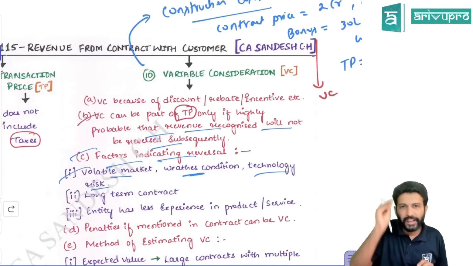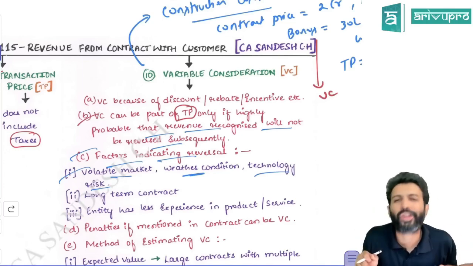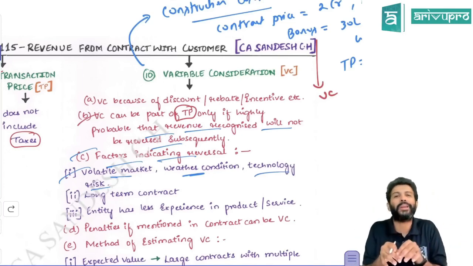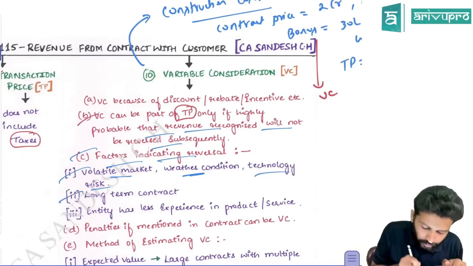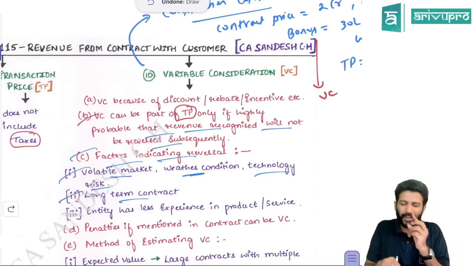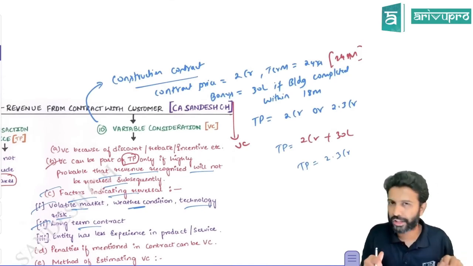If these are there, then what as an organization you should do is, you should not add variable consideration to the transaction price, because these factors may indicate that even if you add now, you may have to reverse it later on. That is one. Or if it's a long-term contract. If the contract period is 1 or 2 years, you can probably make an estimate whether you'll be able to get this variable consideration or not.